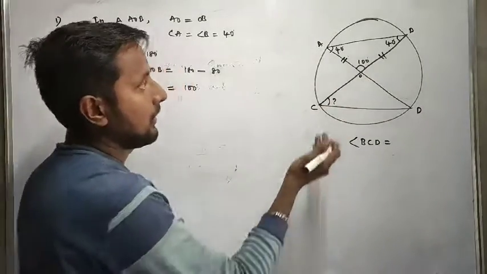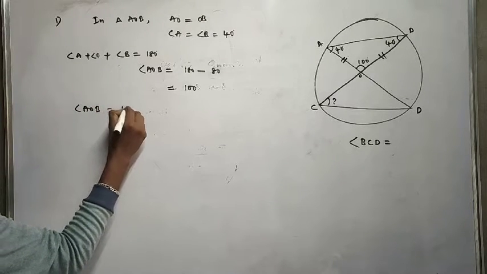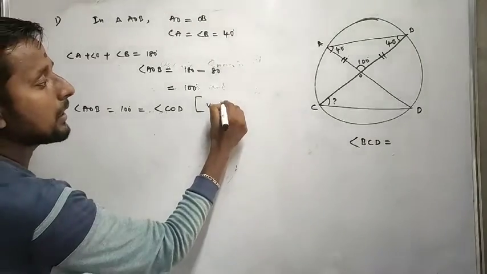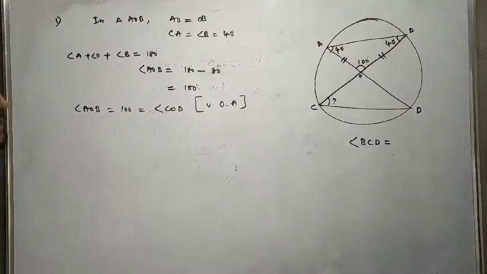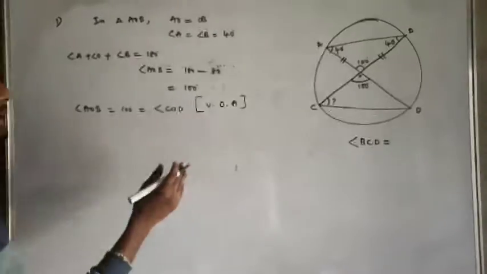Or else we'll write angle AOB, that is 100 degrees, is equal to angle COD, because they are vertically opposite angles, right? So the 100 comes to here also, correct? 100 degrees.